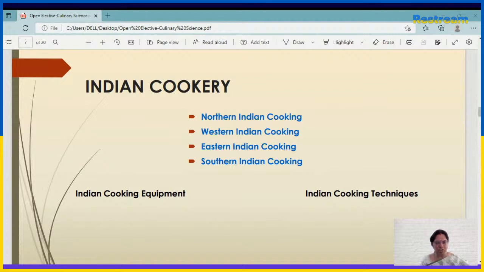Then Eastern Indian cooking. So this cuisine favors fish and rice also, especially in Bengal, and they have the proximity of the border, and also they have momos in their foods, and they have some particular sweets also like mishti doi or rasgulla. Then the South Indian cooking is entirely different from all the three places.